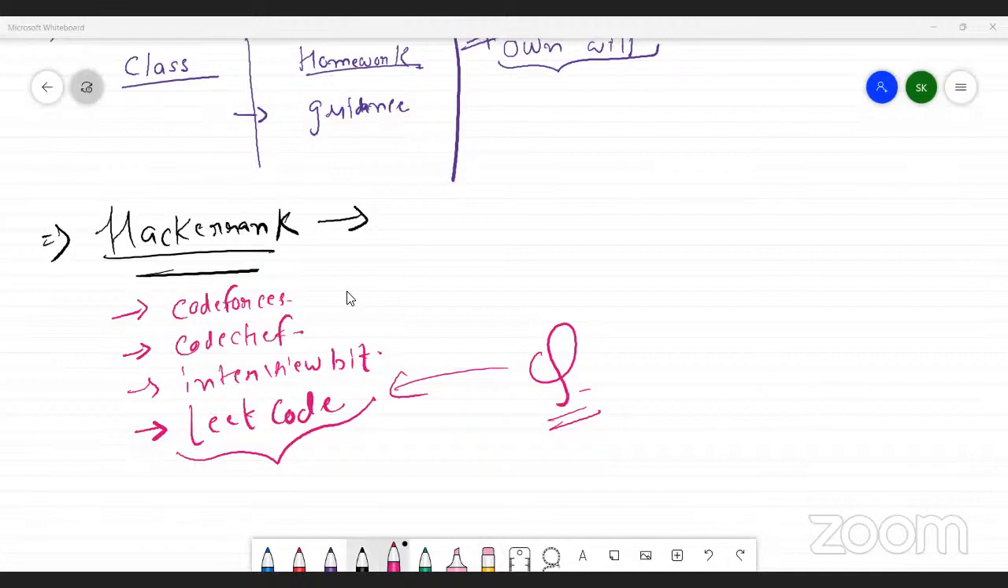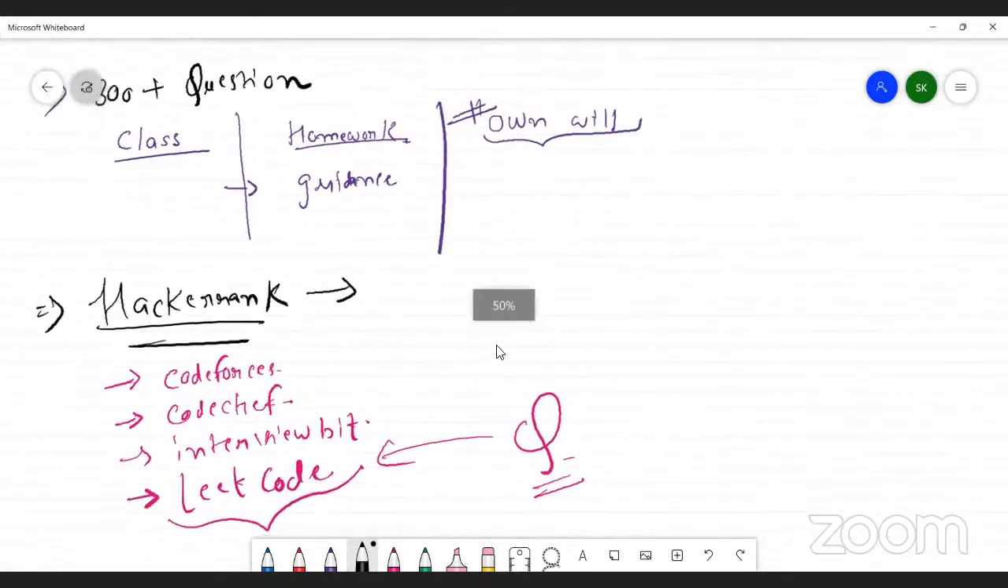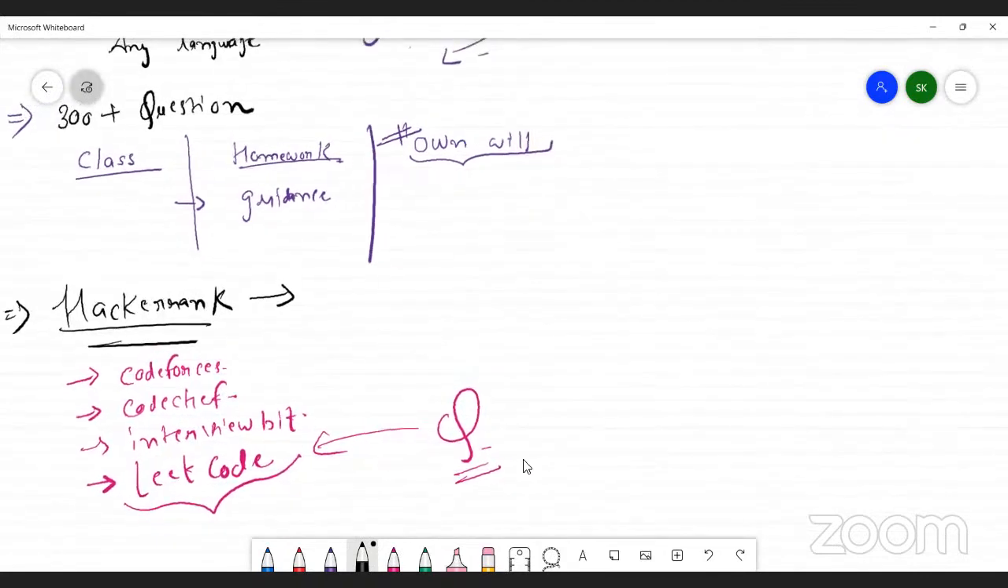HackerEarth is generally where companies' openings are there, so you can just keep on checking the HackerRank platform for the openings and all. And if you're stuck in any problem and you're not able to solve it, you can always come to us.